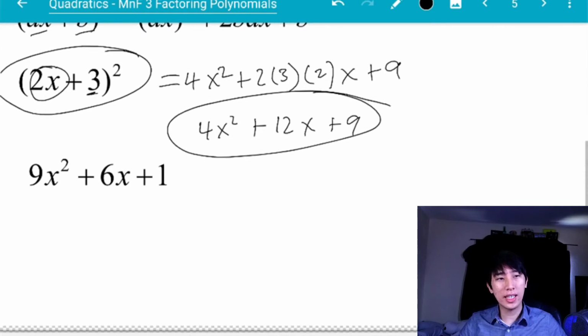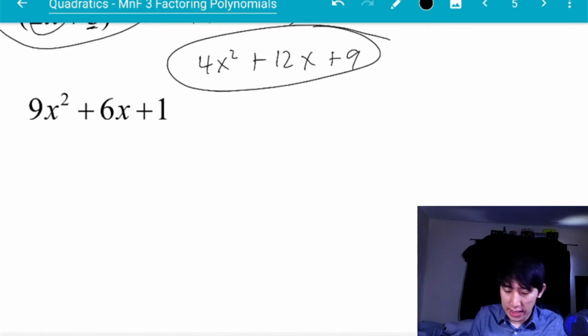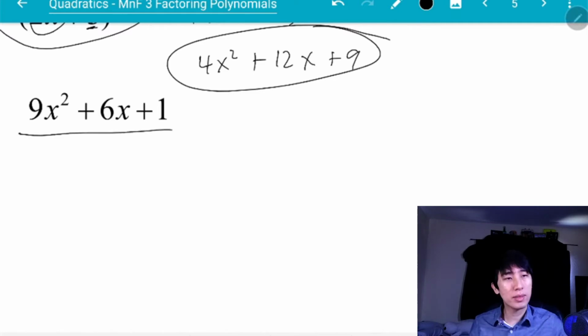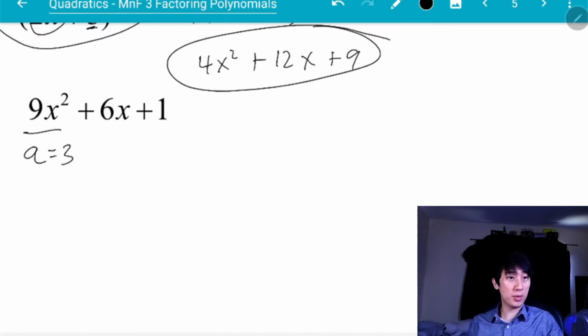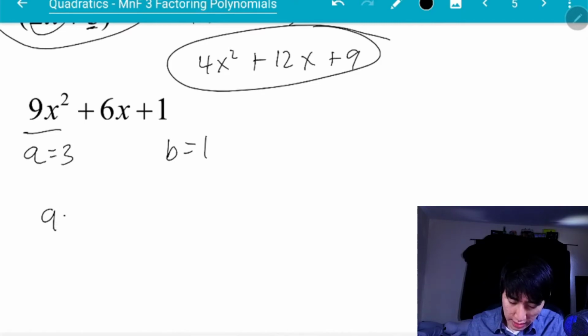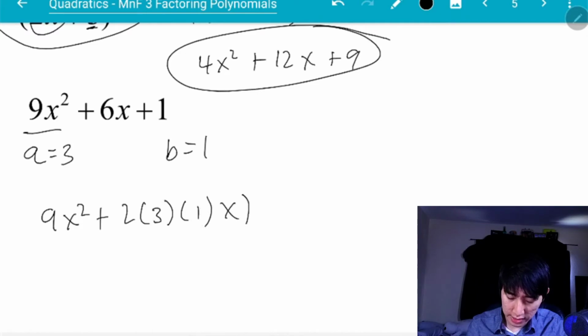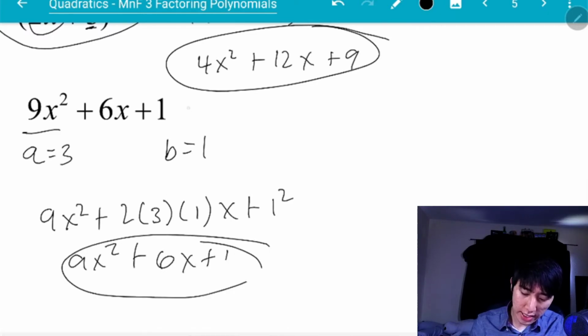The way you recognize this is you say, hey, I have something like this. I'm pretty sure this is a perfect squared binomial. Let's check. I think that a should be equal to 3 because 3 squared is 9. I think b should be equal to 1 because 1 squared is 1. So let's test it. 9x squared plus 2 times 3 times 1x, plus 1 squared. So we have 9x squared plus 6x plus 1. Hey, look, it is a perfect squared binomial.